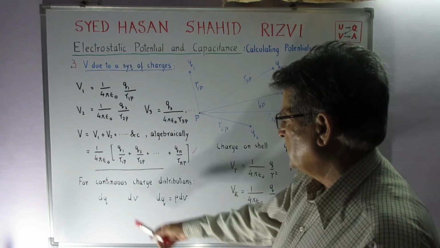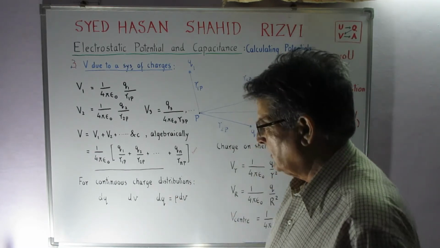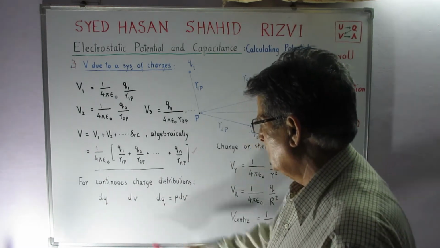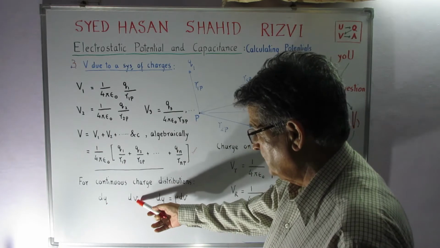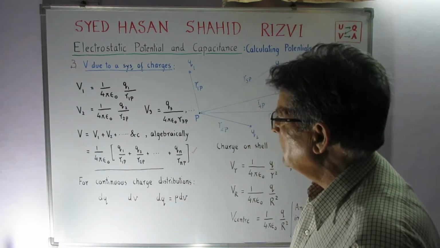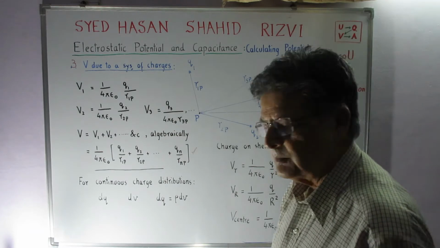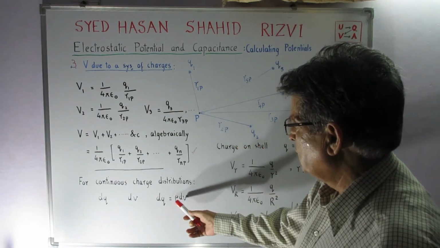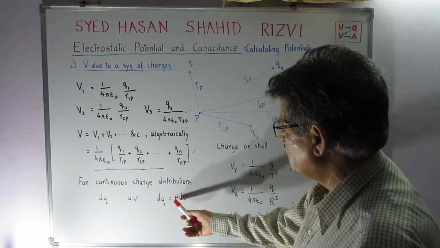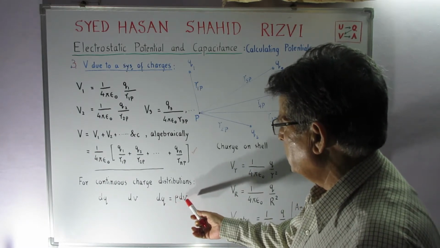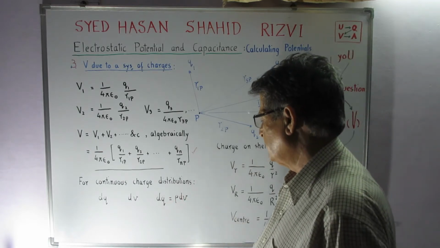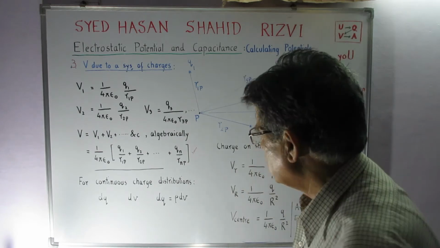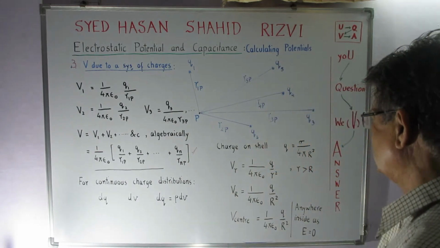Now, for a continuous charge distribution, normally we talk in terms of dq and dv, this is the volume. I am taking the small v because capital V is already used for the potential at various points. So dq will become equal to, in the case of volume distribution, rho into dv. In the case of surface distribution, it will be sigma into ds, etc. You know all these things, it's no problem for me.